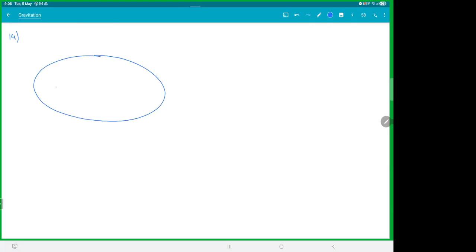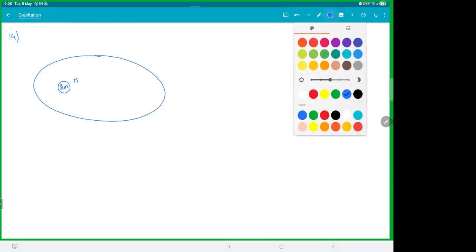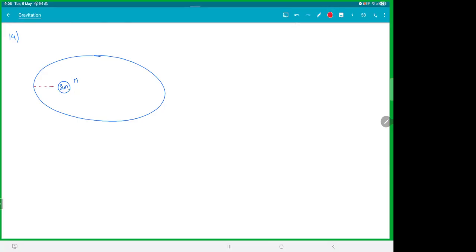So we have a sun here. Mass of the sun is capital M. We have our planet or a comet or whatever. This guy is going in an elliptical orbit. The speed here is v2. This speed here is v1. This distance is r2 and this distance is r1. This is also a pretty good advanced paragraph. Some year they might ask.